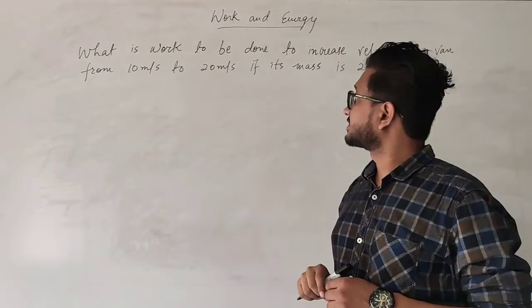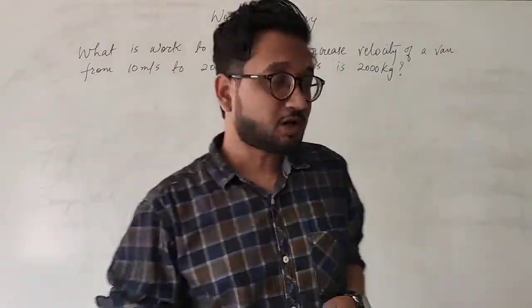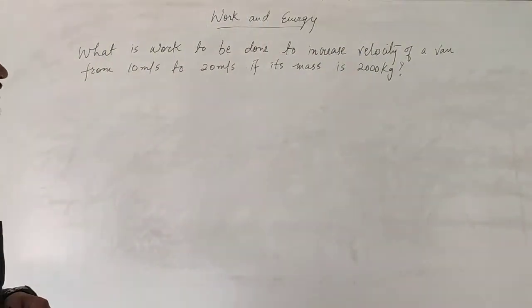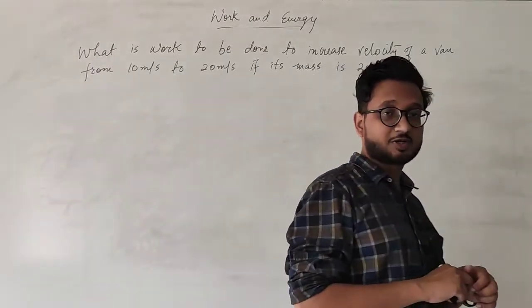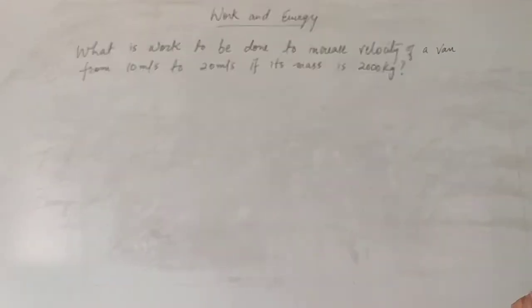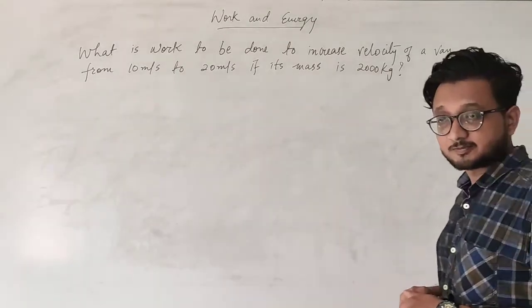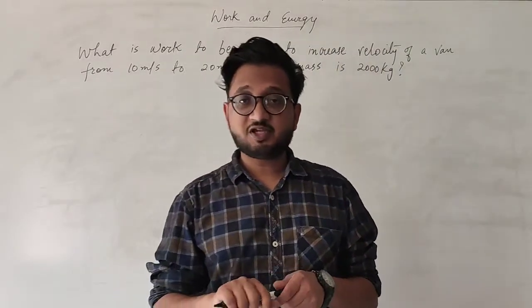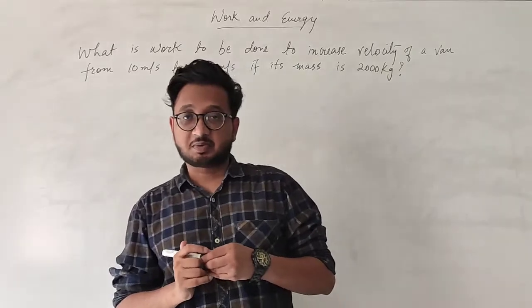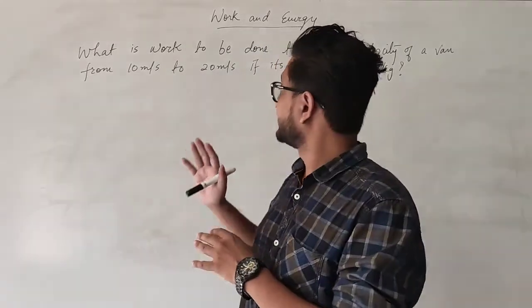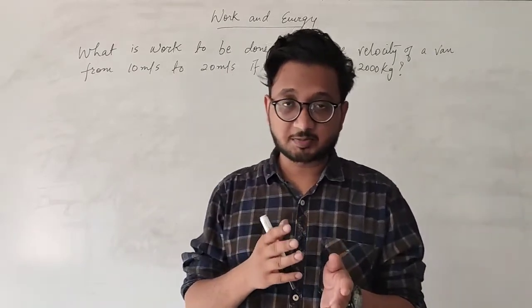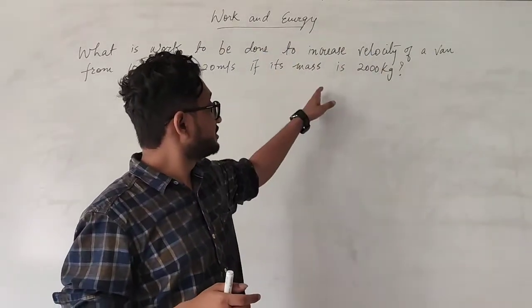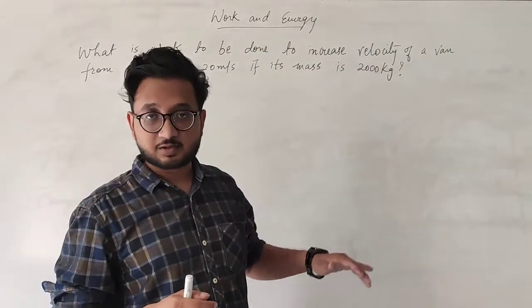Okay, students. So the question is, what is the work to be done to increase the velocity of a van from 10 meters per second to 20 meters per second if its mass is 2000 kilograms? Now over here we know that if the object's mass and velocity are given, you can find the kinetic energy. But over here the question is a little bit different. It is asked, what will be the work done?